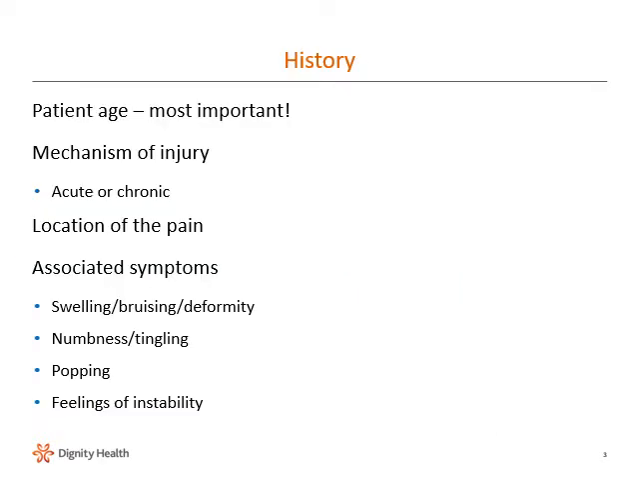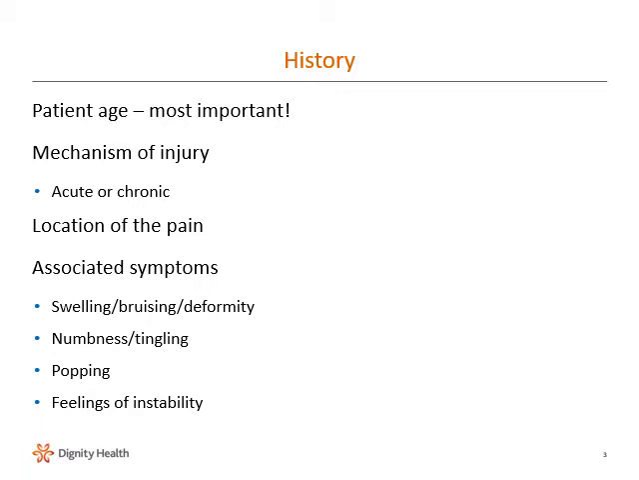The history is the most important part of trying to diagnose shoulder conditions, and out of that, the age of the patient is the most important thing that helps you decide what the most likely problem is. We'll see that more a little bit later.